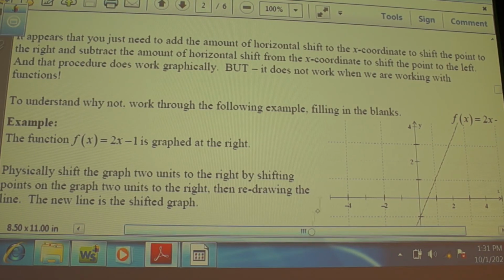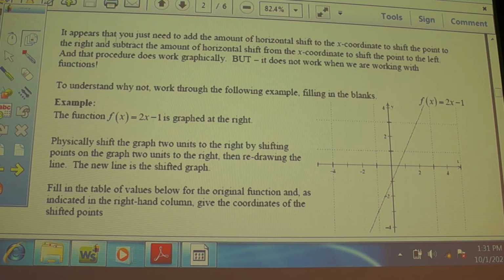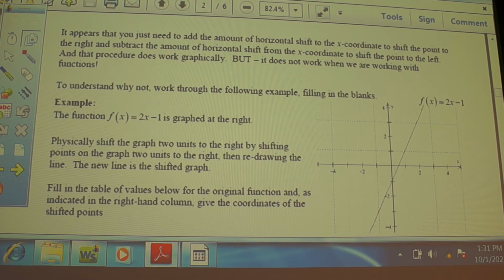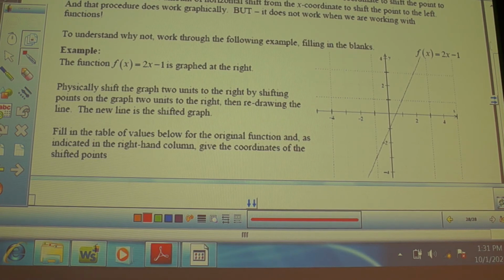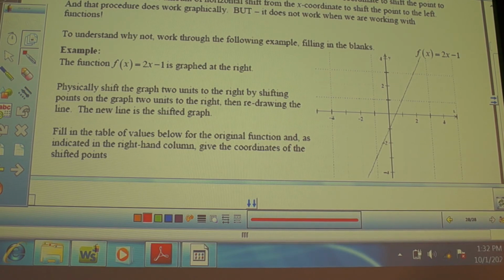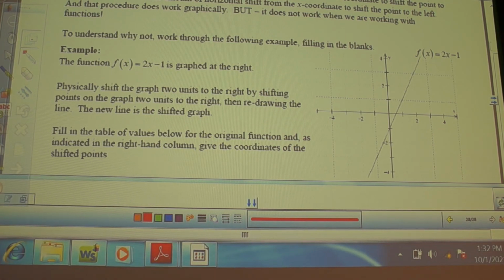I'll make it smaller. Okay. So, it appears that you just need to add the amount of horizontal shift to the x-coordinate to shift the point to the right and subtract the amount of the horizontal shift to move it to the left. And that totally works graphically. So graphically, if you shift to the right or the left, you're just going to subtract and add to that x coordinate. But it doesn't work for the function.